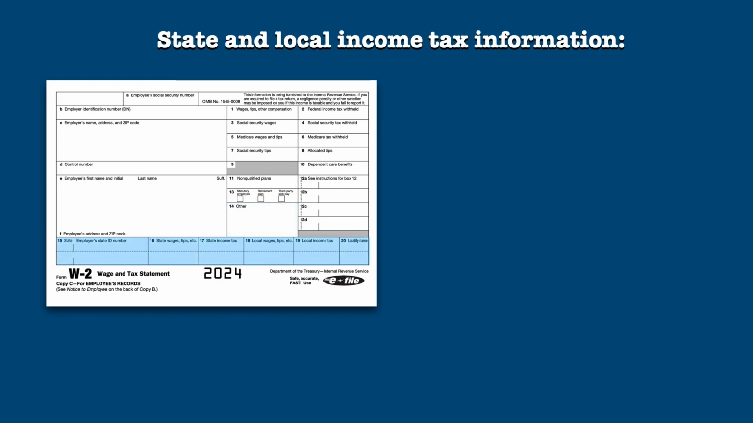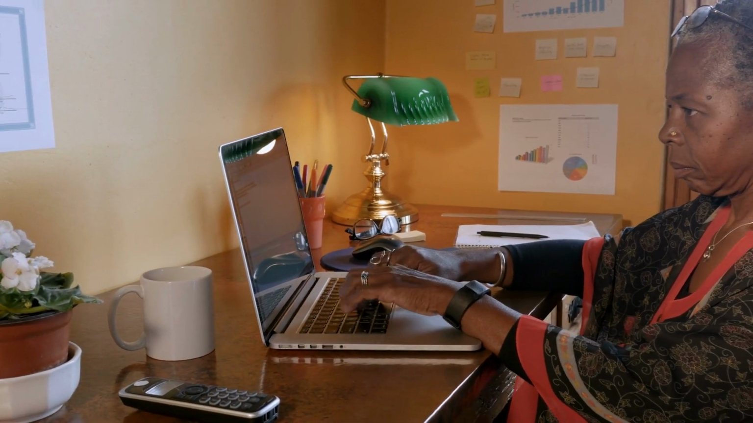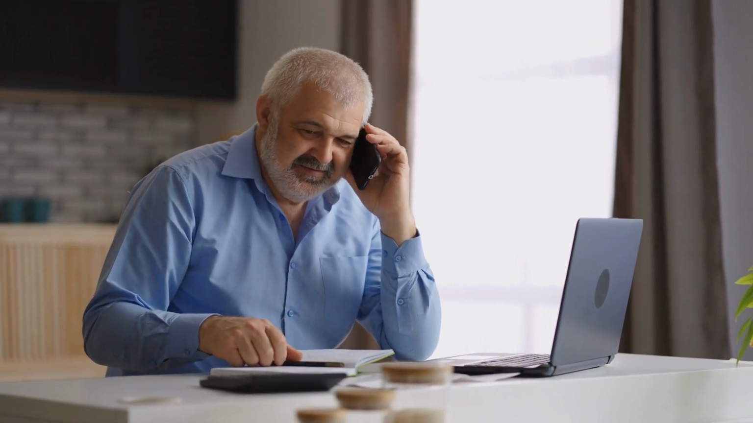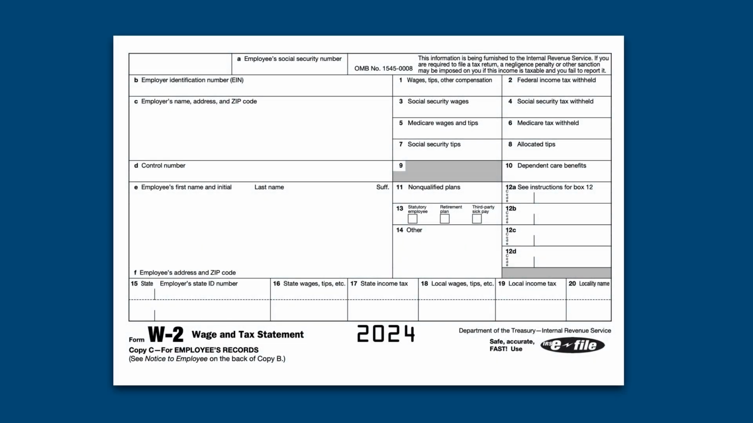Finally, boxes 15 through 20 show state and local wages and tax withheld. These amounts go as instructed on your state or local income tax returns. It should go without saying, but if you use online tax preparation and enter the numbers from your W-2 correctly, the software will place the numbers on all forms in the correct spaces. And that's where most of the numbers from your W-2 go in your tax forms.